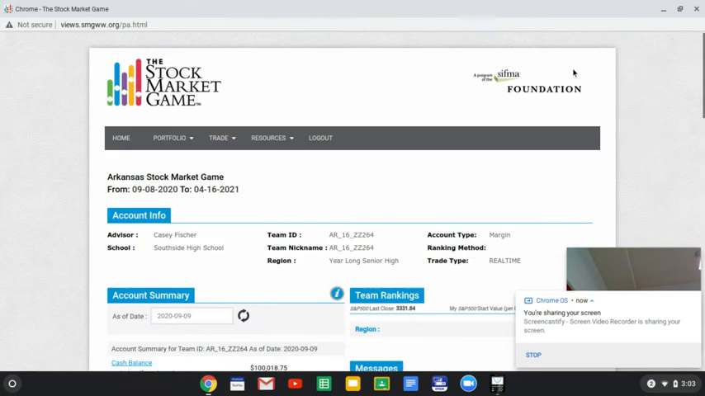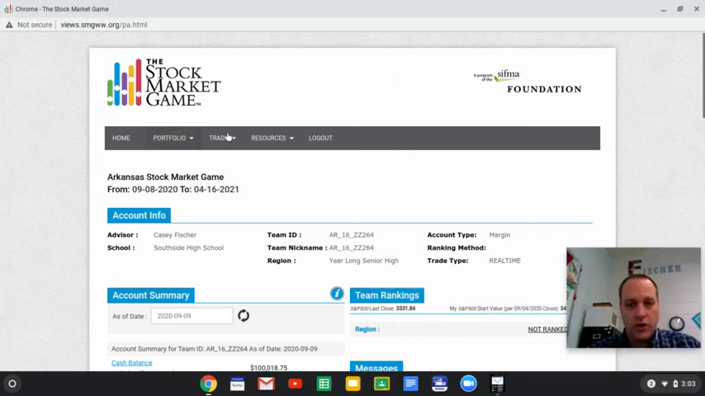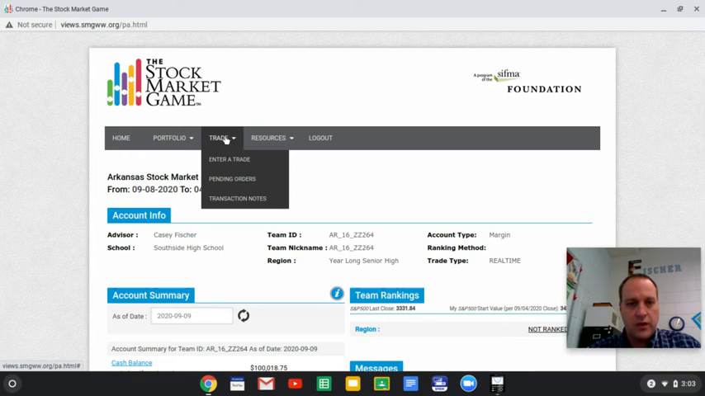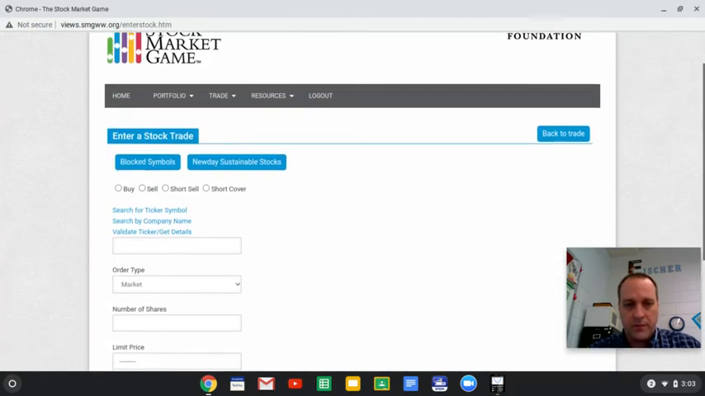All right, this is how you enter a trade in the stock market game. So, first off, once you're logged in, it should look like this. You go to where it says trade, enter a trade, stock trade. Later on, I may have you do a mutual fund trade or a bond trade, but for now, all stock trades, stock trade.